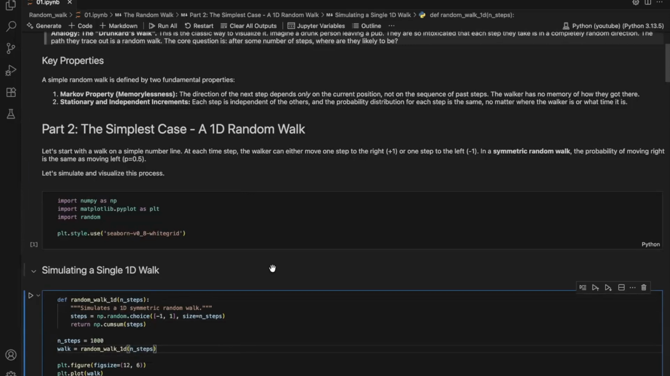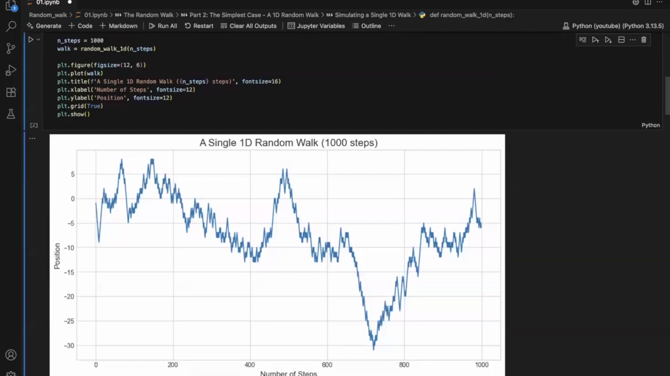So let's simulate this in Python. We'll create a function that generates 1000 random steps, either -1 or 1, and then we'll use a cumulative sum to track the walker's position over time. And here is the path of one walk. As you can see, it's completely erratic and unpredictable. It wanders up and down with no discernible pattern, so a single walk doesn't tell us much.